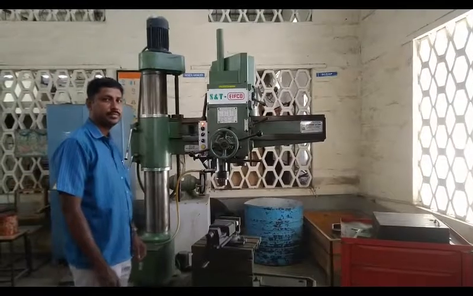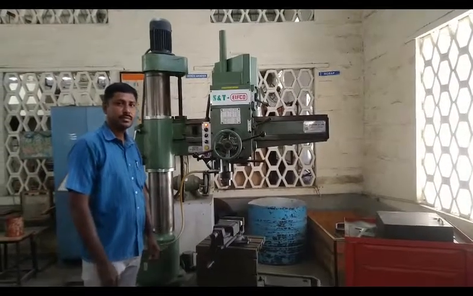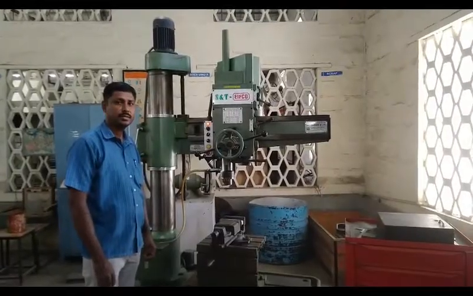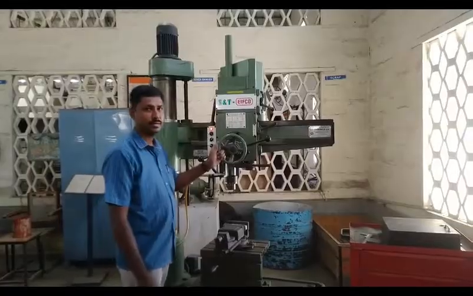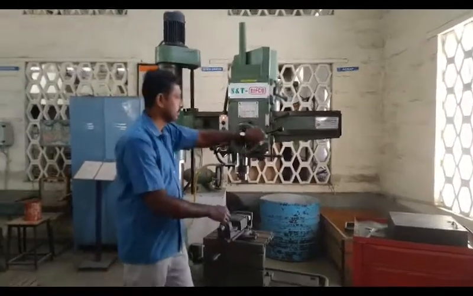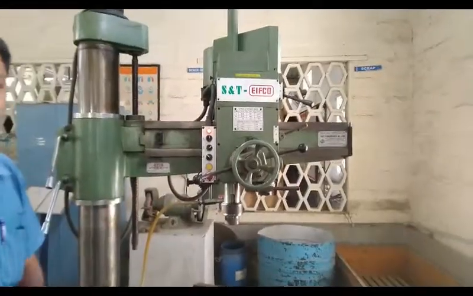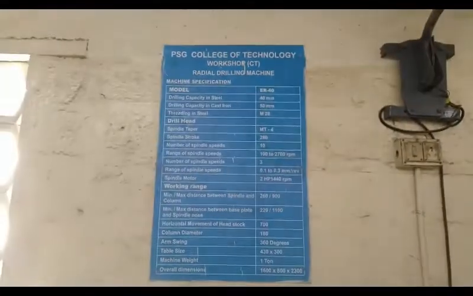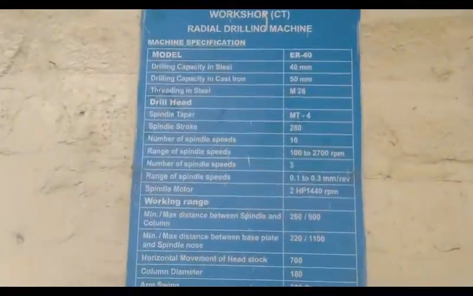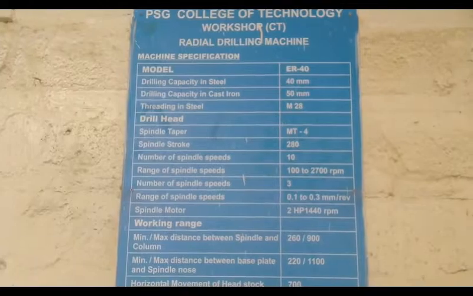We are going to discuss a drilling machine, and we have seen that this video is a radial drilling machine. So now we are going to see what the specification of the machine is. This is our detailed specification of a radial drilling machine.